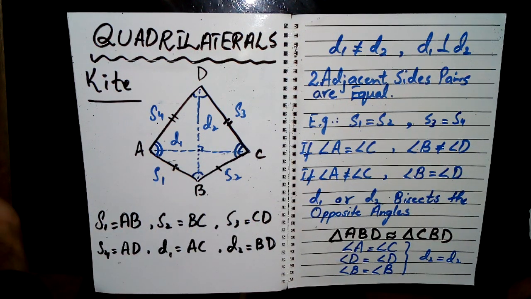So I have discussed the quadrilaterals with you. I have discussed all of the points regarding the different quadrilaterals, that is square, rhombus, rectangle, parallelogram, trapezium, trapezoid, kite. And I hope that you must have learned something in this lecture.